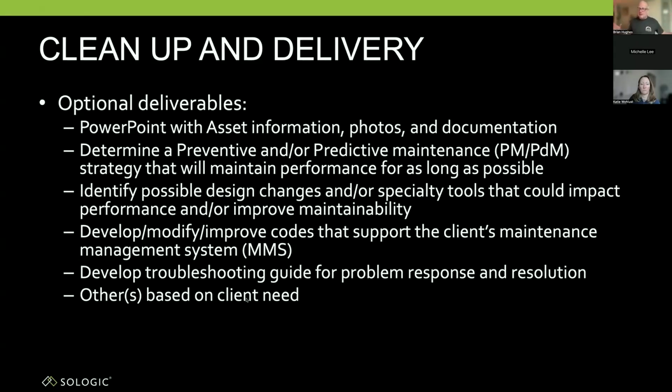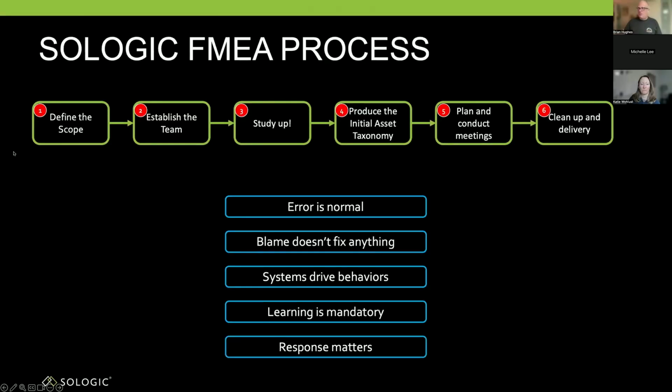Those are the six steps of the process. And then I do have enough time to walk you through a quick example, but we define the scope, we put our team together, we study, study, study. We produce that initial asset hierarchy or taxonomy. We go through our meetings, and then we clean everything up and deliver it.